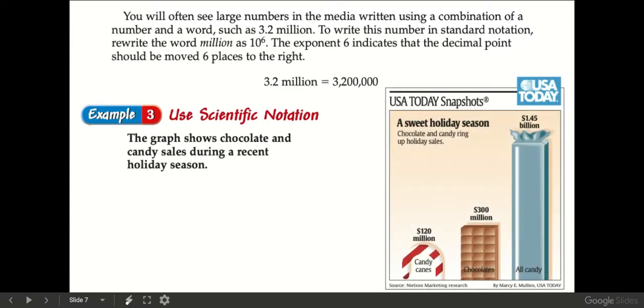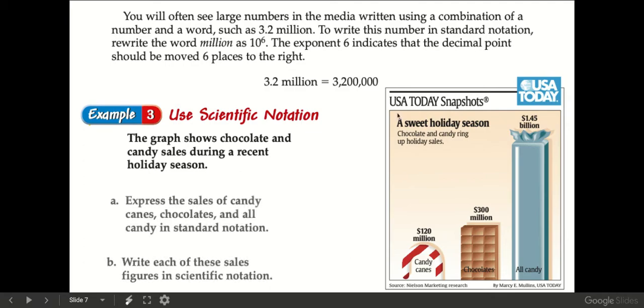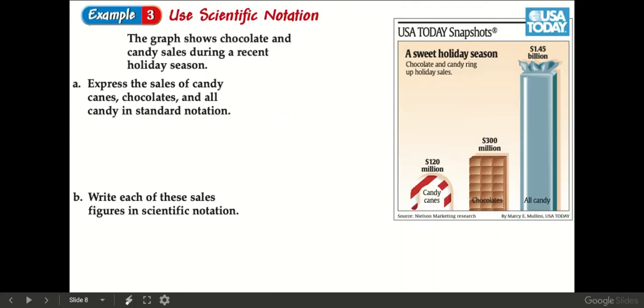So let's look at an example here. This graph to the right shows chocolate and candy cane sales and total candy sales for a recent holiday season. So we need to go ahead and express all the values of these sales in standard notation and then write those same numbers into scientific notation. So let's go ahead and start with the candy cane sales.